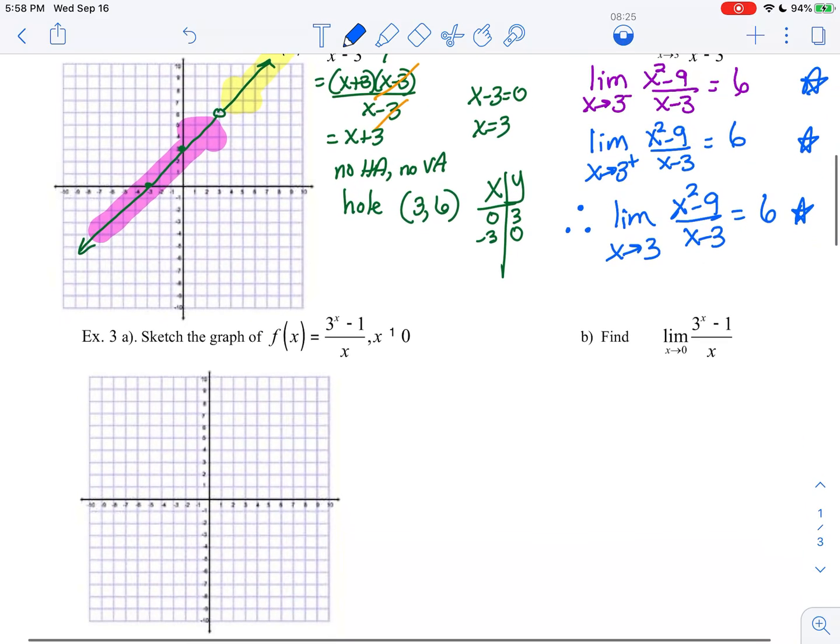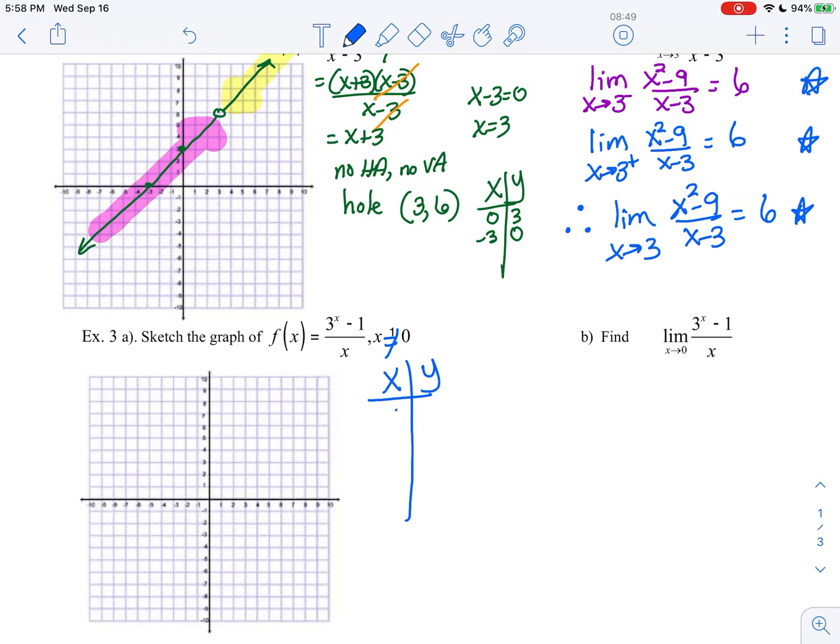example 3. We're going to do another one because not all graphs are rational. So this is f of x equals 3 to the x minus 1 over x, where x is not equal to 0. All right, this is looking a little exponential. So let me plug in. If I plugged in 1, 3 to the 1 is 3. 3 minus 1 is 2. 2 over 1 is 2. Let's do 2. Okay, if I do 2, that's 9 minus 1 is 8. 8 over 2 is 4.